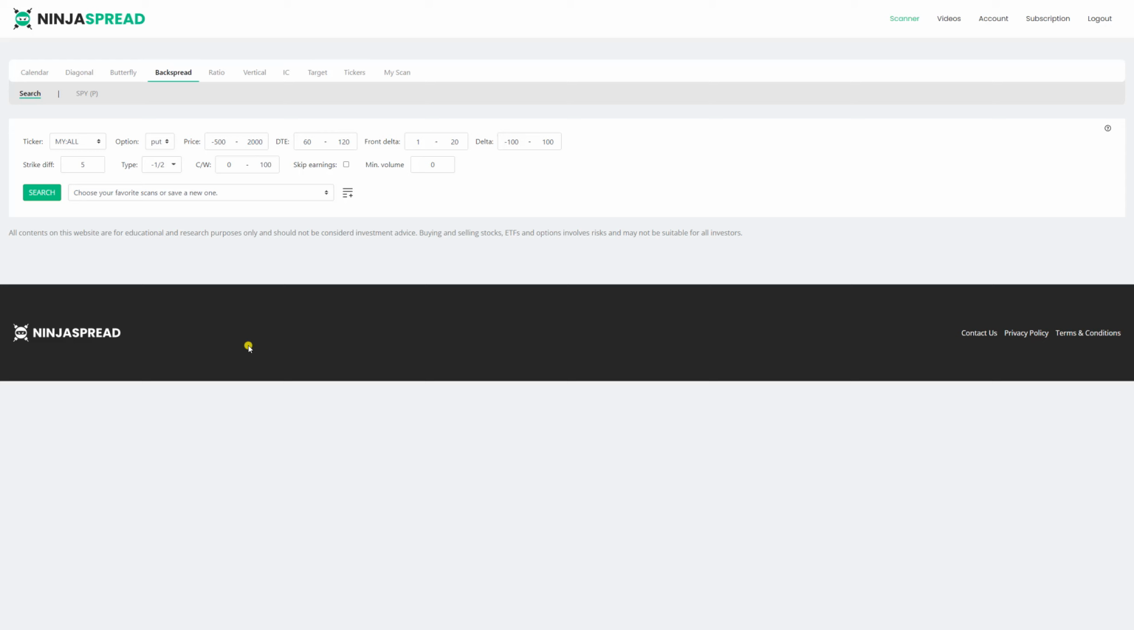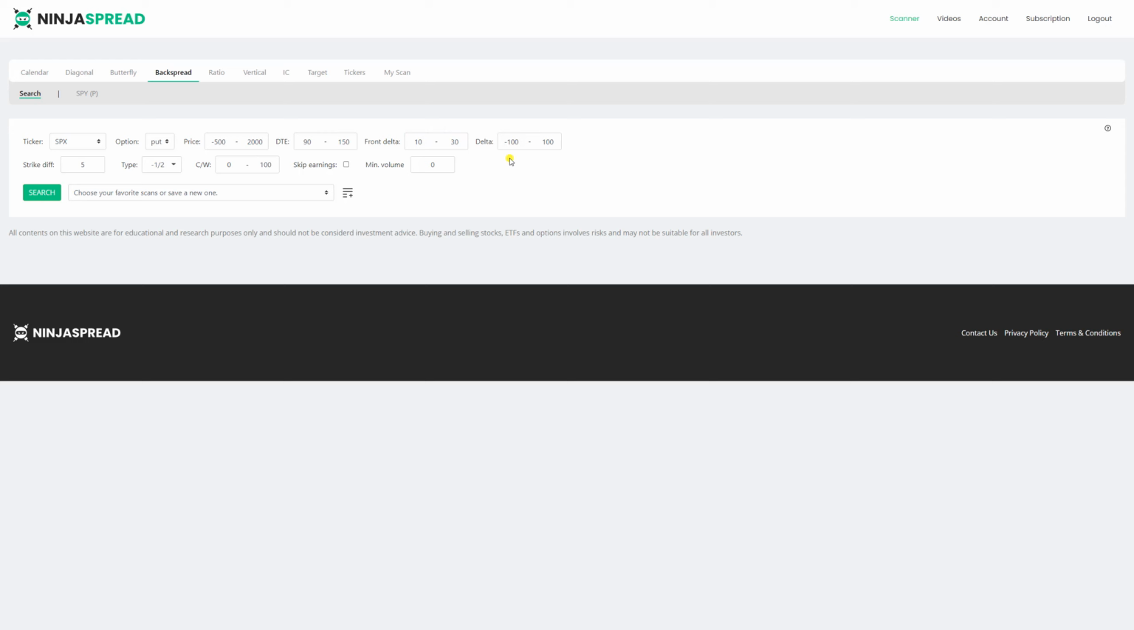Looking at the Backspread form, we can see that there are fewer inputs in here. Let's talk about them. So first of all, ticker, let's look for something in SPX, a put backspread with this price range. Days to expiration should be from 90 to 150, for example. The front delta should be like 10 to 30.